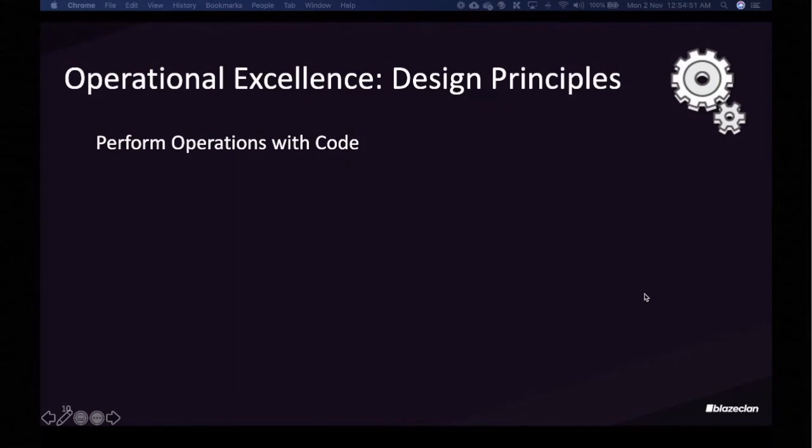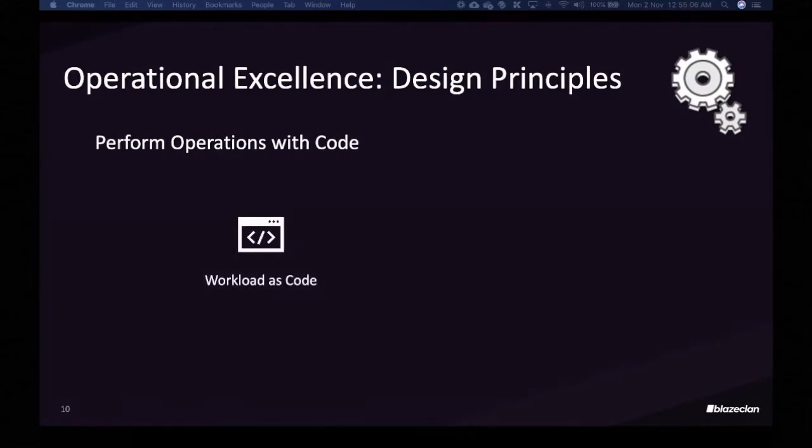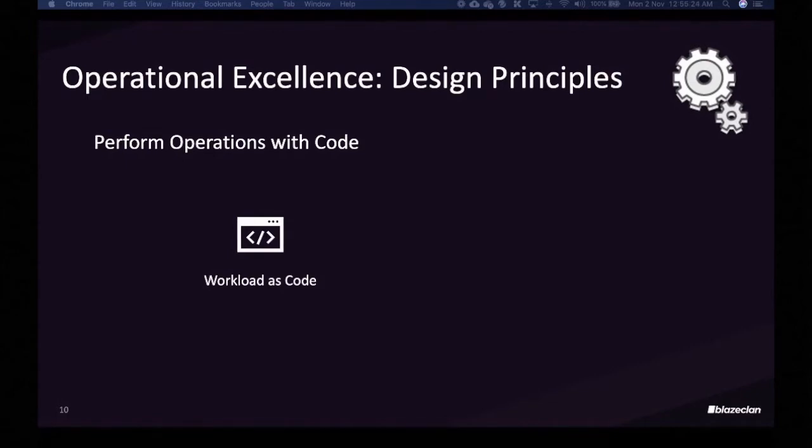Perform operations as code. The first one suggests that you try to convert all your operational tasks into code that is automated to an extent by templatizing it. So the first thing is workload as code: ensure that all your operational tasks which are repetitive and can be templatized are converted into code, so that minimal intervention is required from your end. So that's the first bit.